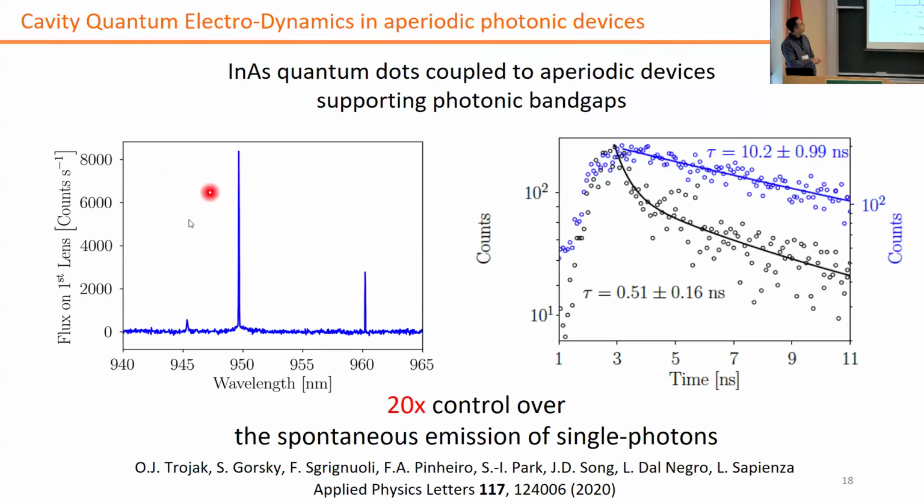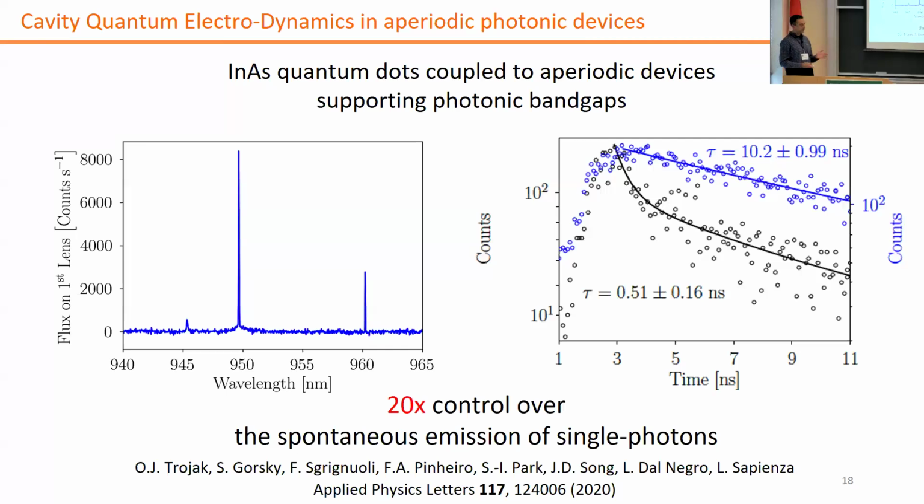So this is a spectrum of an indium arsenide quantum dot. You see these atomic-like emission lines. And then what we do is we look at quantum dots emitting at different wavelengths, and we look at the emission dynamics for different frequencies or wavelengths. And what we know is that these quantum dots, when they are not in a photonic device, have a typical lifetime of about 1 nanosecond.